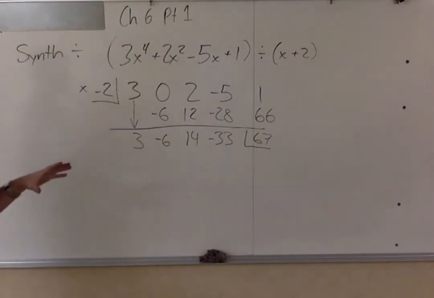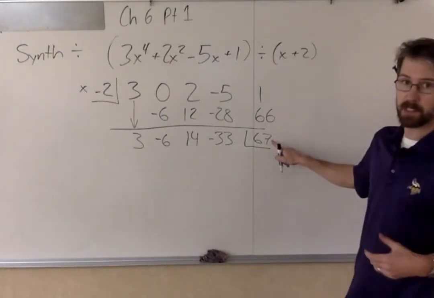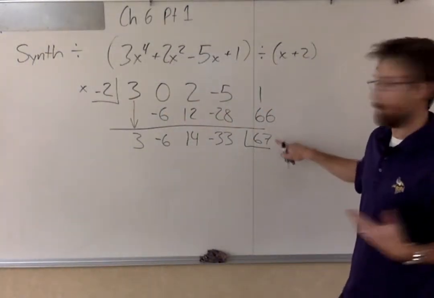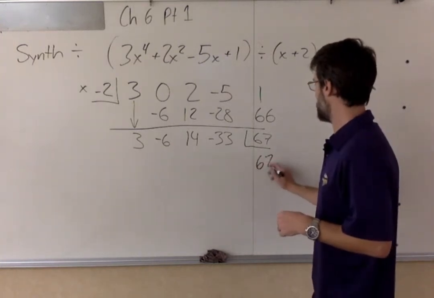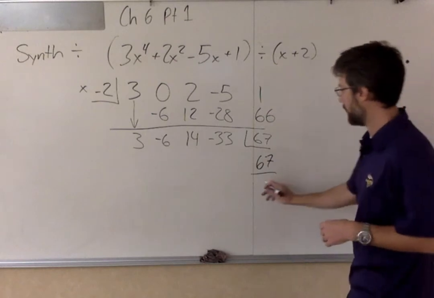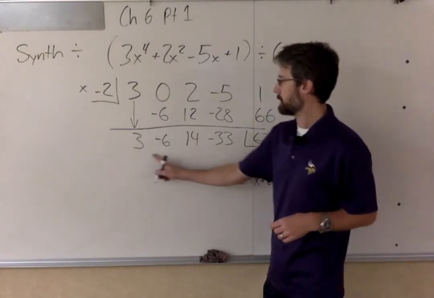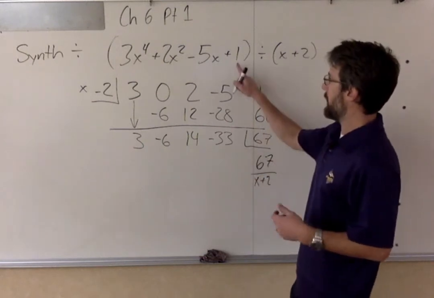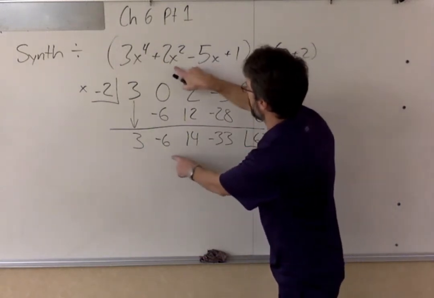Now, when you're writing the answer for this, if there is a number in here, this is always your remainder. And so we do 67 over what we're dividing by, the divisor, x plus 2. Then everything else here, it matches this. It starts out with a plain number, then x squared.